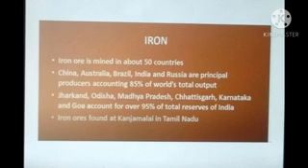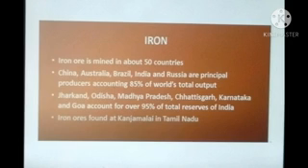Iron ore is mined in about 50 countries. Among the iron ore producing countries, China, Australia, Brazil, India and Russia are the principal producers, accounting for 85% of the world's total output of iron ore. These countries have 70% of the total reserves of the world.